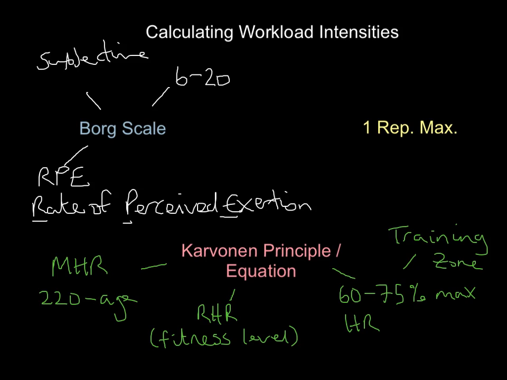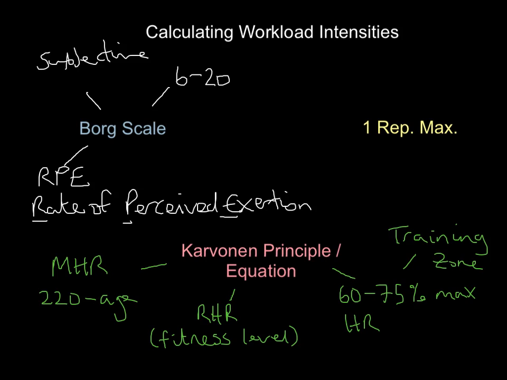And finally, your 1 rep max. Now this is the unique one, i.e. this is the only one that we can use to calculate workload intensities for someone who is doing a resistance training program, a weight training program, something like that. Both of these, Borg scale and Karvonen, are the two I use when I want to develop running, cycling, swimming, something like that. Or want to calculate workload intensity for those activities, right?